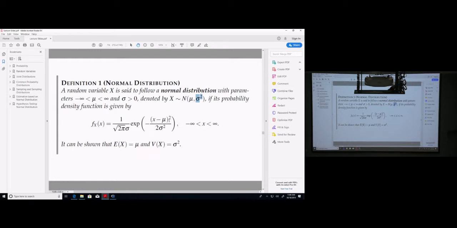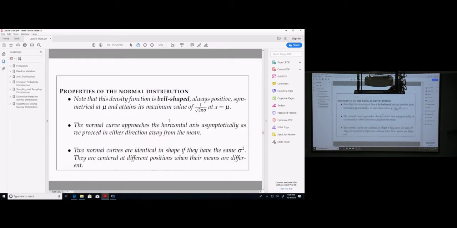We will see it very soon, okay? The bell shape is just a qualitative statement. We can't really tell it is really the normal density by looking at it, all right? But it is okay, it is always positive. So the density function is always positive.